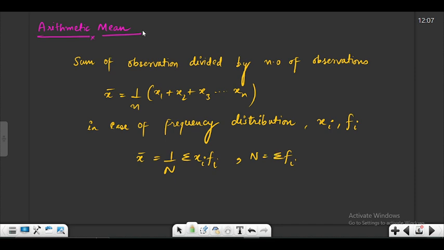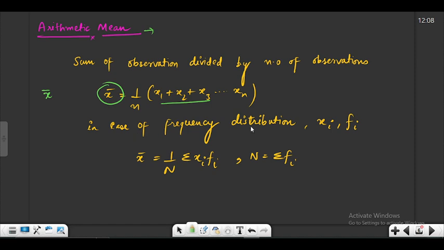So what is arithmetic mean? This is the very basic thing. I think everybody knows this. It is basically the sum of observations divided by the number of observations. So you sum the observations, and suppose there are n terms, you divide it by n. That is your arithmetic mean, and it is represented by x bar.